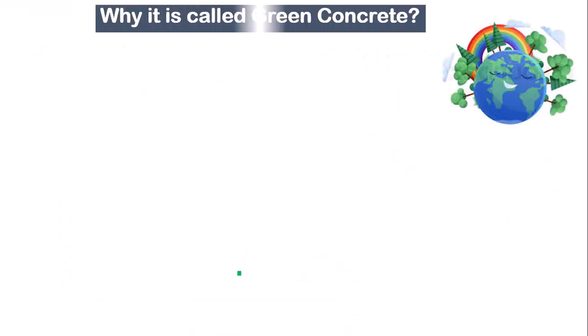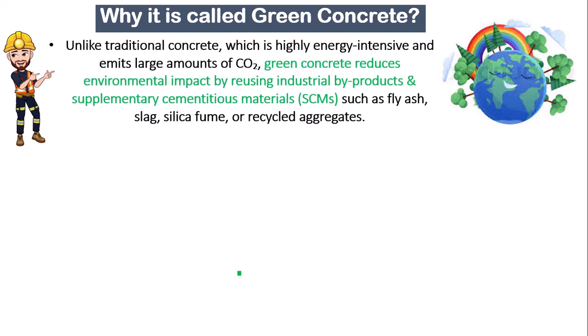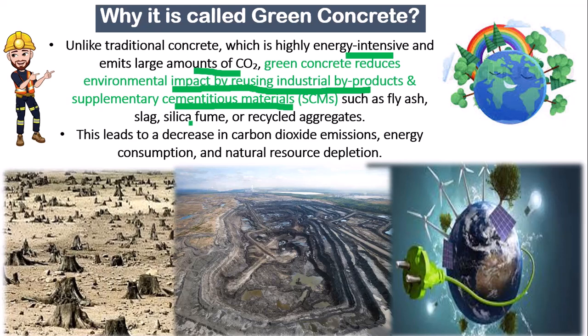Now, the second question which arises in our mind is why it is called green concrete. Unlike traditional concrete, which is highly energy intensive and emits large amounts of carbon dioxide, green concrete reduces environmental impact by reusing industrial byproducts and supplementary cementitious materials such as fly ash, slag, silica fume, or recycled aggregates. This leads to a decrease in carbon dioxide emissions, energy consumption, and natural resource depletion.